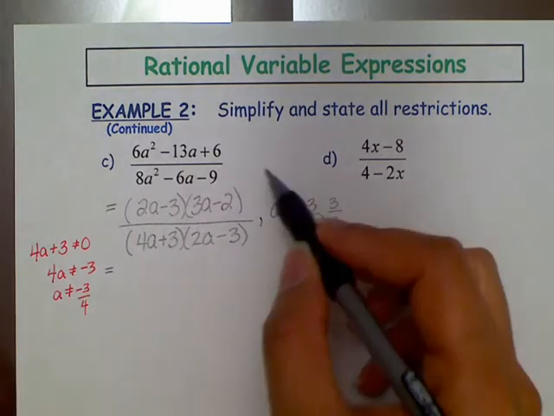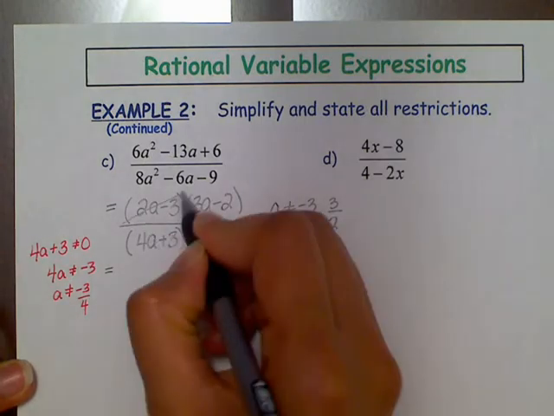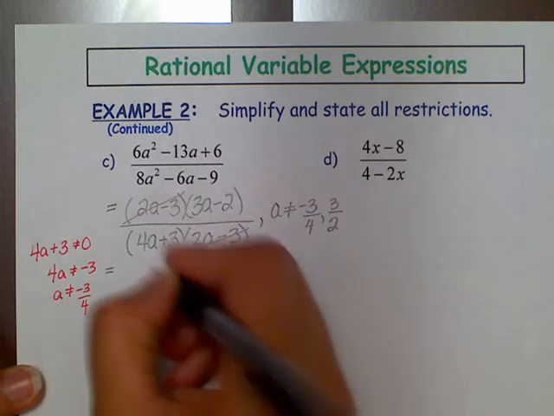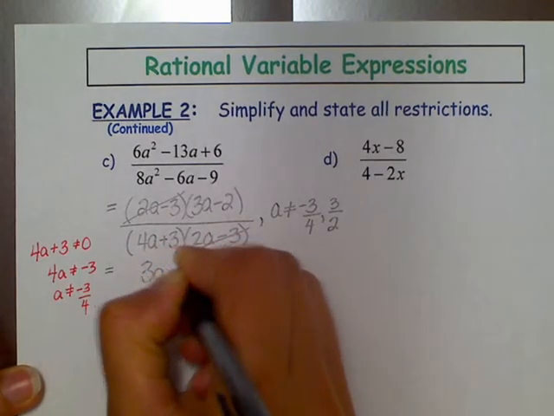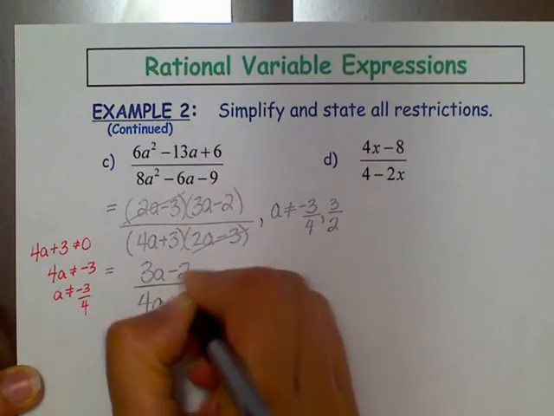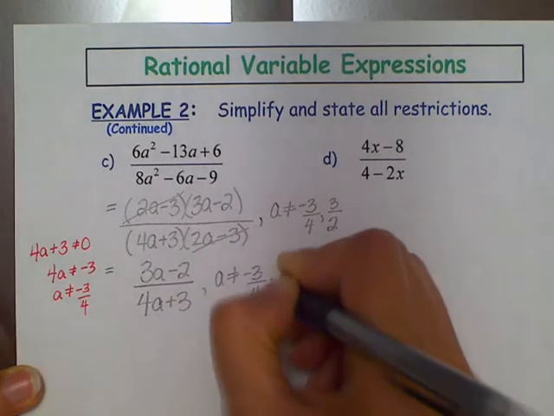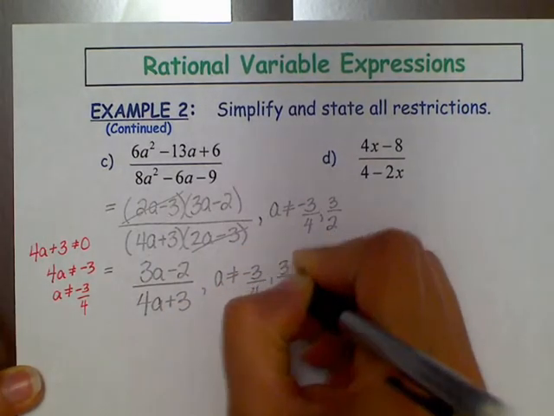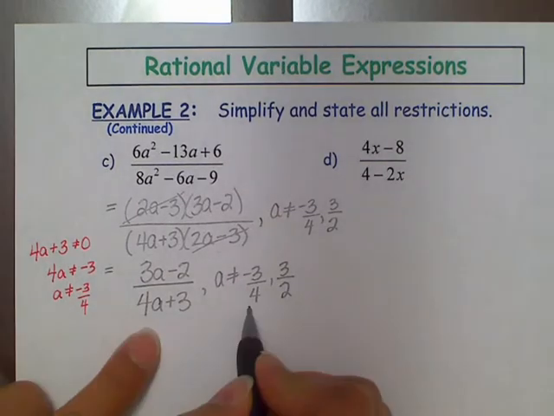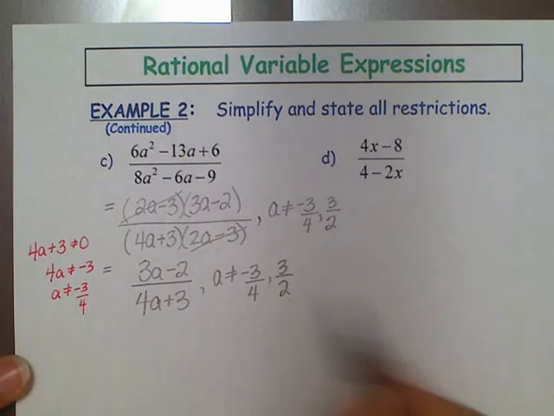Now, I've stated the restrictions. If there are any factors that are common in the numerator and denominator, I can reduce them away. And so I have 2a minus 3 and 2a minus 3, which are both common in the numerator and denominator. I'm left with 3a minus 2 over 4a plus 3 as the reduced form of the rational expression. But you'll notice that the restrictions are still the same. a cannot equal negative 3/4 or 3/2. Okay, and there's a restriction that's still there. That's the restriction that was reduced away.